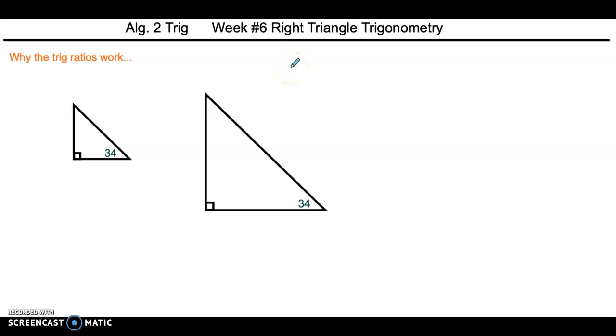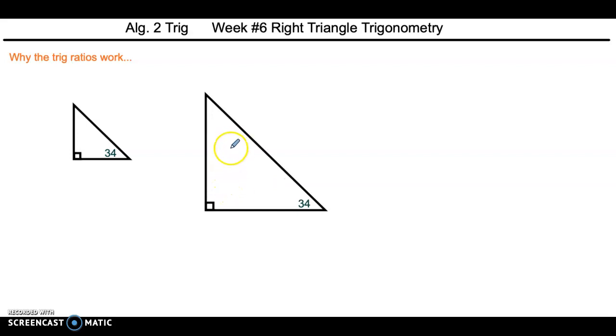So, right triangle trigonometry, just a quick explanation of how it works and why it works. The explanation goes back to geometry, talking about similarity. These two triangles that you're looking at here on the screen are similar because of angle-angle similarity. The right angles are one pair of congruent angles. The 34-degree angles are congruent. That's angle-angle similarity. And when you have two similar shapes, corresponding sides are proportional.